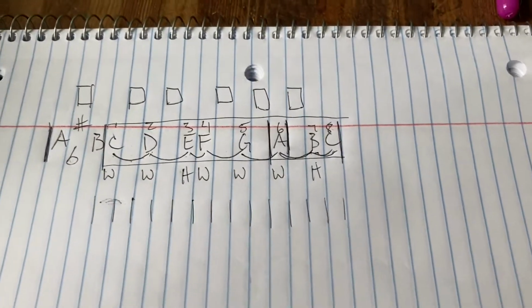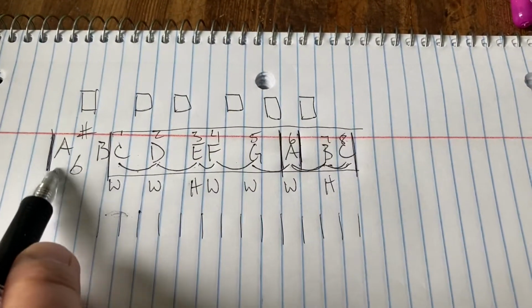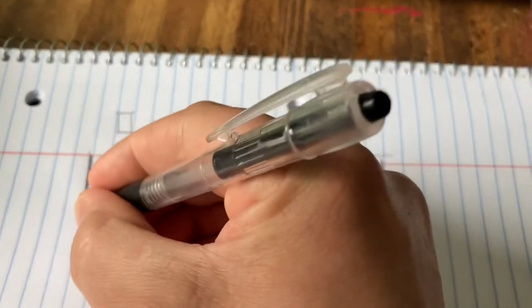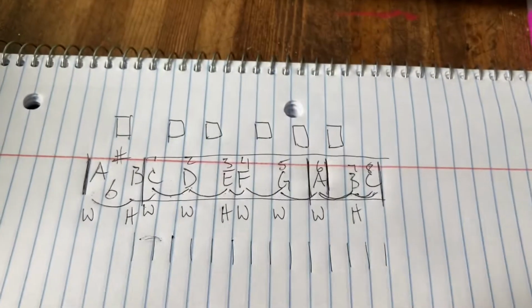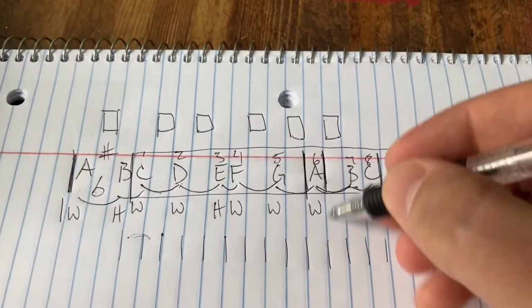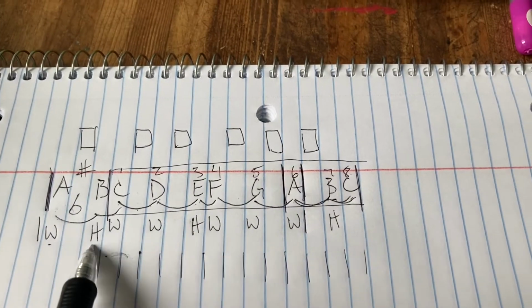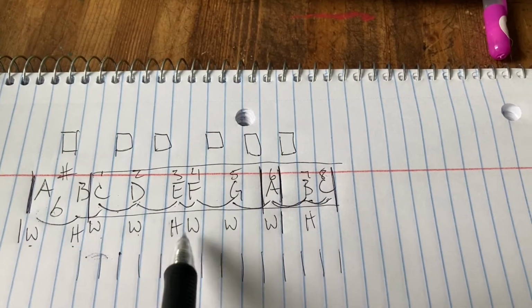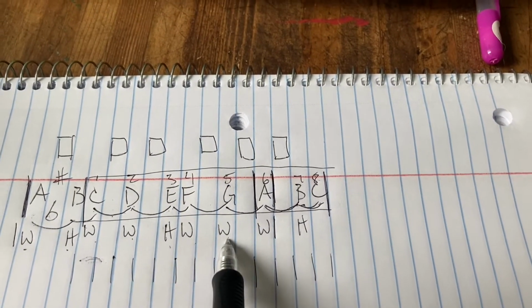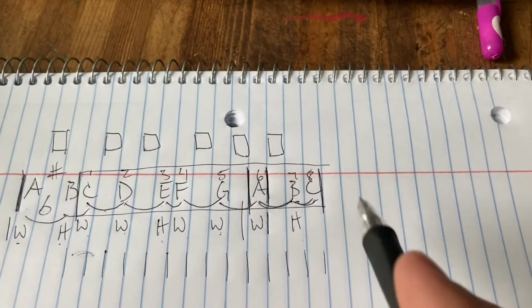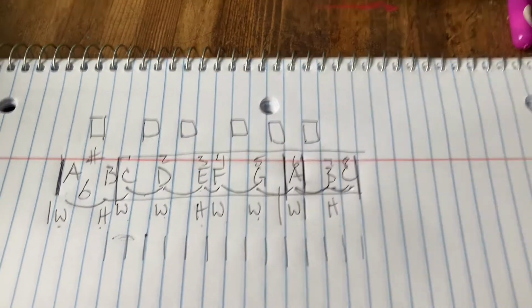That's the formula. And so if we were to look at the A here, it would go whole, half, right? Whole, half. So this is the formula for a minor scale. It's whole, half, whole, whole, half, whole, whole. Okay? And then we start over. Whole, half, whole, whole, half, whole, whole.